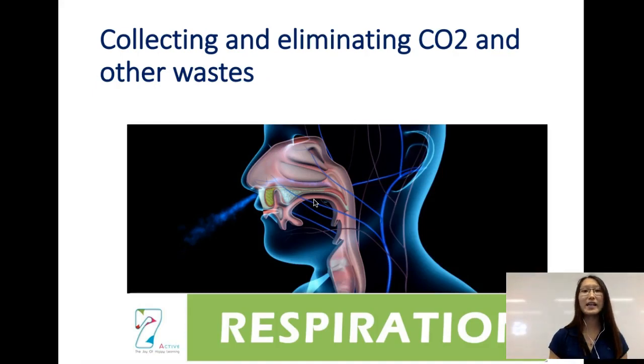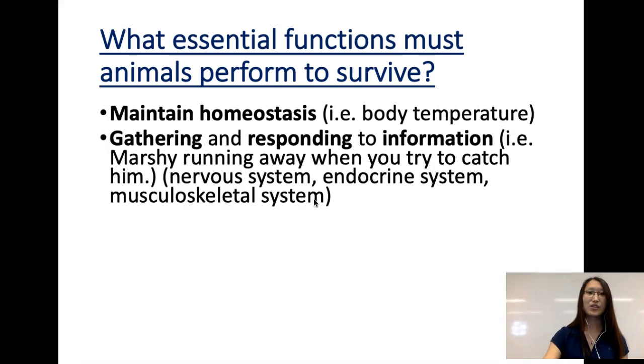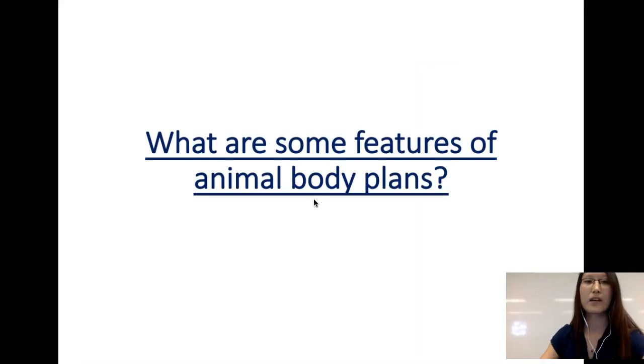The next one is collecting and eliminating CO2 and other waste. As all those chemical reactions are going on in every single one of your cells, and when all your tissues are coordinating together, this entire process is going to bring out some waste, including CO2. And then there's also other solid waste that we need to get rid of. And then there's also reproduction that allows the population to continue to survive. So these are the 5 functions that every single animal needs to perform to survive.